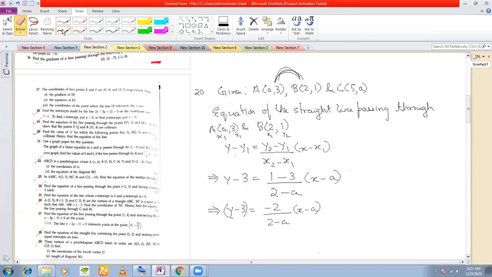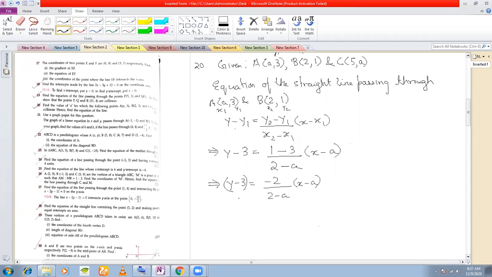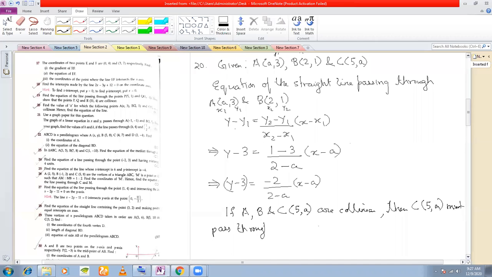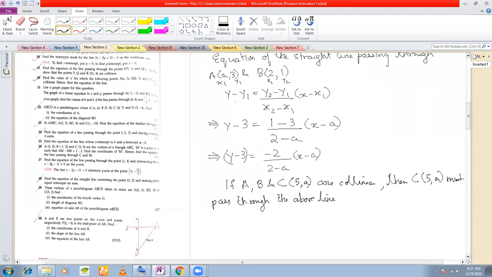Okay. So this is the equation of the straight line. Now see, if these 3 points A, B, and C are collinear, then C must pass through the above line. If it passes through the above line, that must satisfy this.